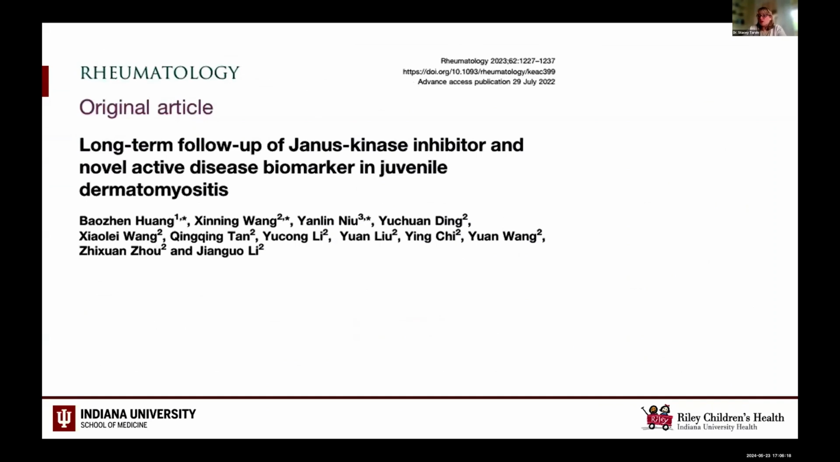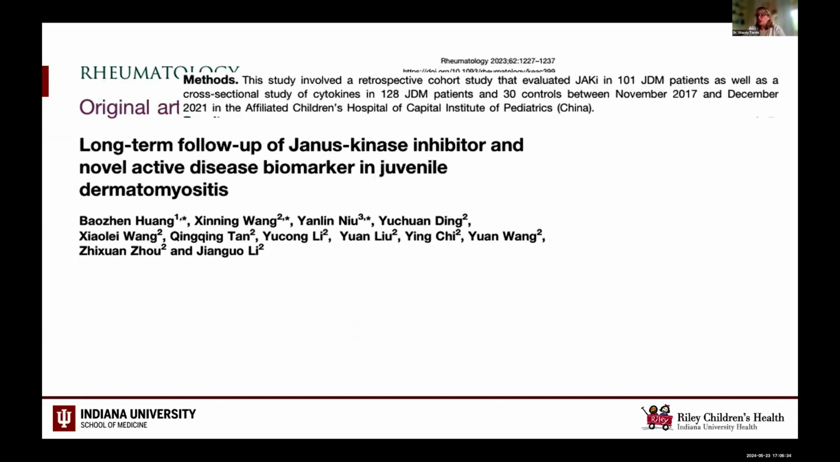In 2022, authors in China reported the largest pediatric cohort of JDM patients treated with JAK inhibitors. This publication reported two things. One, a retrospective cohort study evaluating JAK inhibitor use in JDM patients, as well as a cross-sectional study of cytokines in those patients treated with JAK inhibitors from 2017 to 2021. 23 of the 100 patients reported were treated with ruxolitinib. The remaining 77 were treated with tofacitinib.